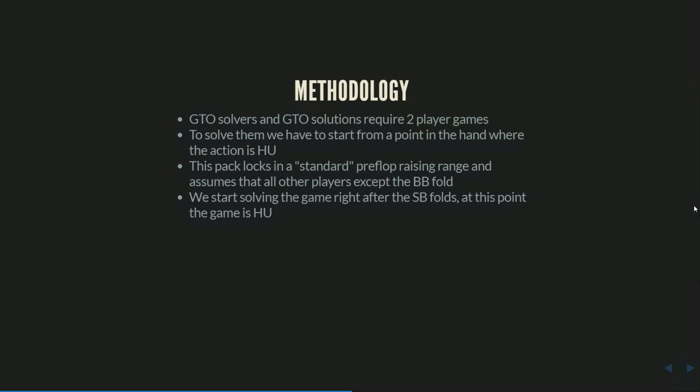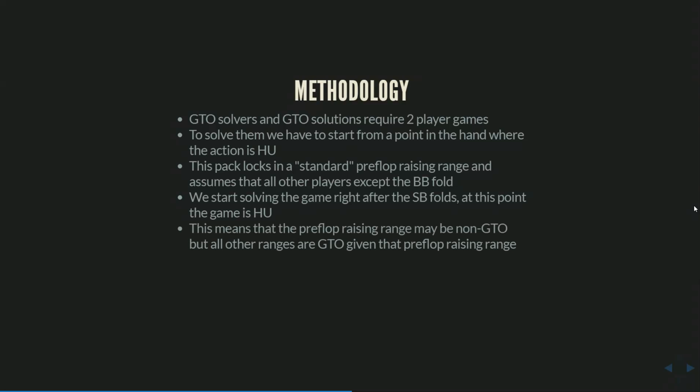And for that, we used strong ranges that we've worked on over time that we believe are very good, but not ranges that are computationally certain to be GTO. And the result of that is the preflop raising range may be non-GTO, but all the other ranges are GTO given that preflop raising range. And practically speaking, this is actually a really useful solution concept. It means that, to an extent, from the perspective of the big blind strategy, it's actually kind of minimally exploitative against the way that most people play preflop.